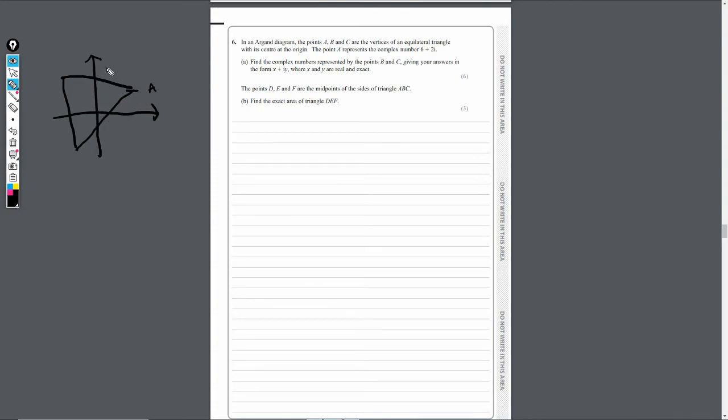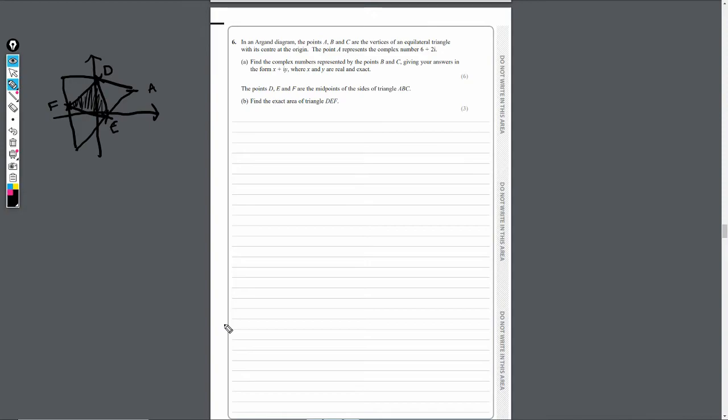Just to illustrate the point of what's going on. My midpoints now will be here, here, and here. So what we're actually looking for is the area of this triangle here, this one in the middle. That's what we want. We want the area of that there. So we say that's D, that's E, and that's F. We want this area here shaded.